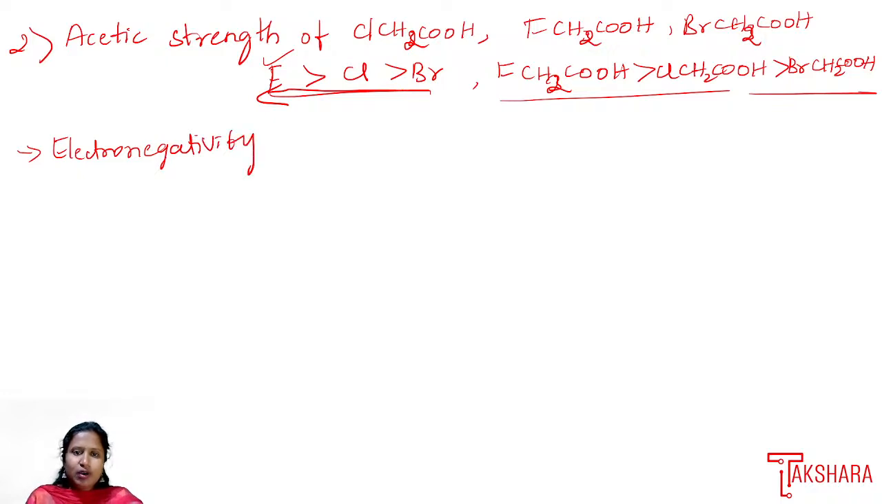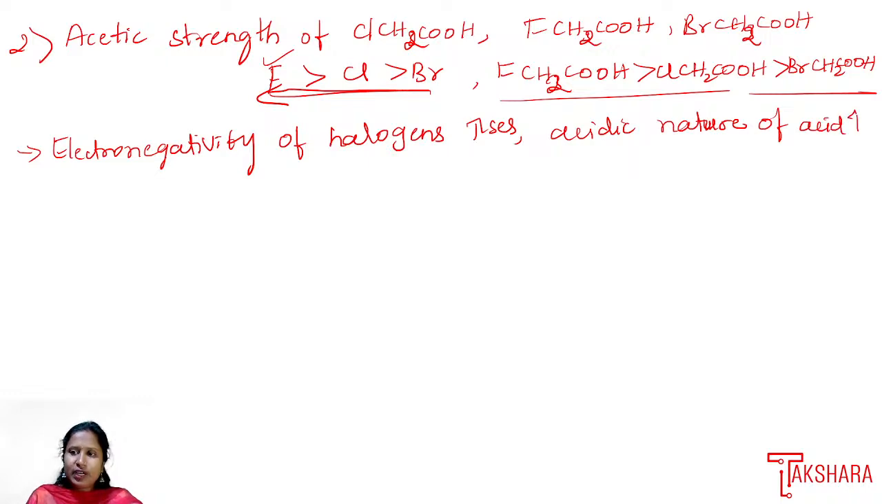Electronegativity of halogens increases, acidic nature of acid increases. Acidic nature of acid, what happens? It increases. Okay, so as the electronegativity of halogen increases, the acidic nature of acid also keeps increasing.